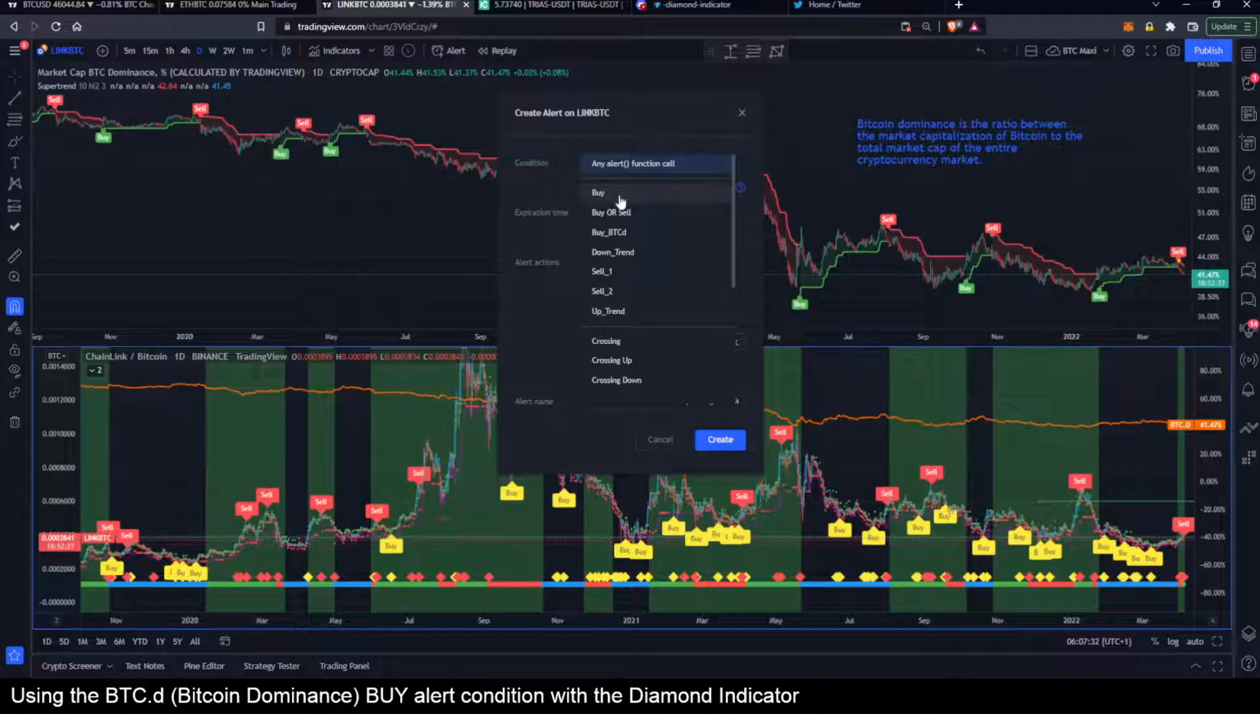We've been using the buy signal as our general alert for making purchases, but the other alert condition I wanted to speak about today is the buy BTC.d alert condition. What this does is filter the buy signal with, basically an AND gate, a downtrend in BTC dominance, and I'll explain why.